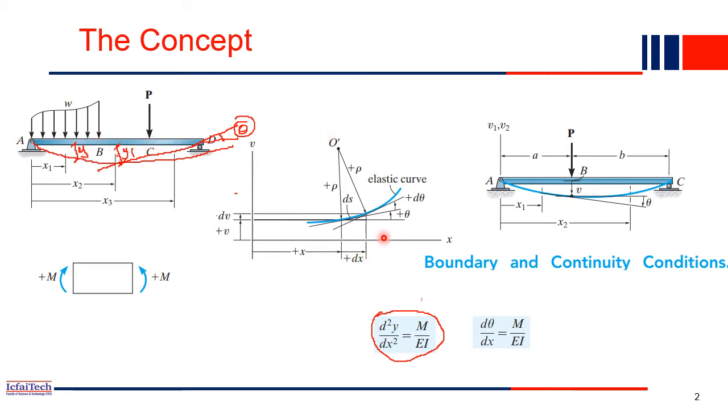And this is the sign convention we will follow here. So what is the sign convention? Always, deflection towards up we will consider as positive deflection. And you have the theta also. If it is anti-clockwise, it is positive theta, meaning the rotation will be anti-clockwise.